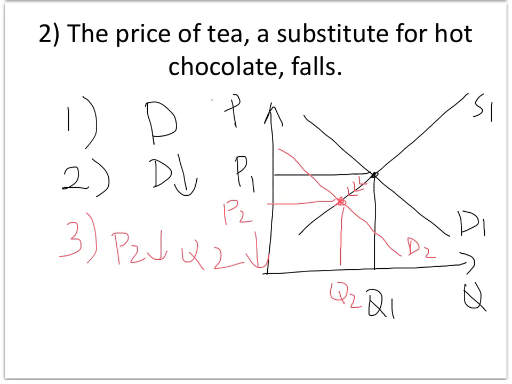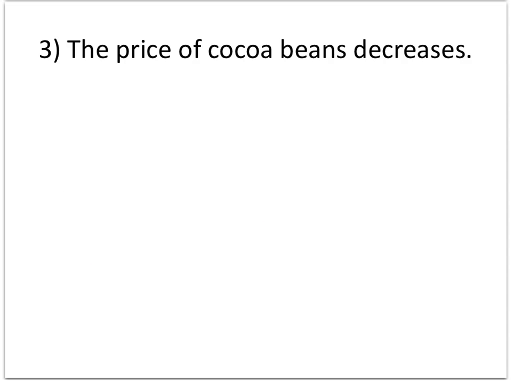Now let's look at the third one. In the third one, the price of cocoa beans decreases. As you know, to produce hot chocolate, you need cocoa beans. Now I'm talking about an ingredient that is important. I don't care how much the cocoa beans cost because I'm not buying cocoa beans. The suppliers are buying cocoa beans because it is the ingredient for hot chocolate.